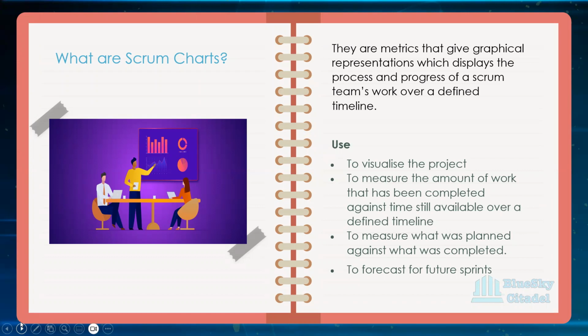How have we been working, and it helps you to improve also. How do we want to work going forward? What is our performance and our progress, the pace at which we're working? How can we improve as we go forward? You're able to use your Scrum charts to do that.